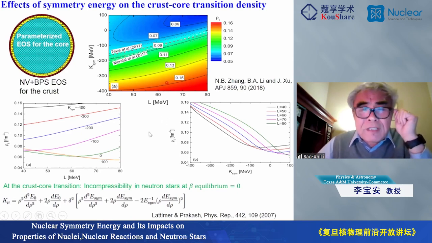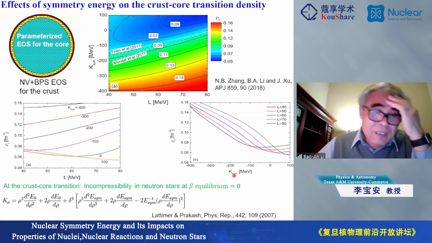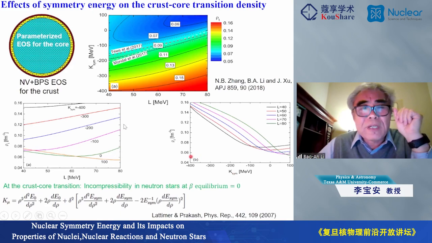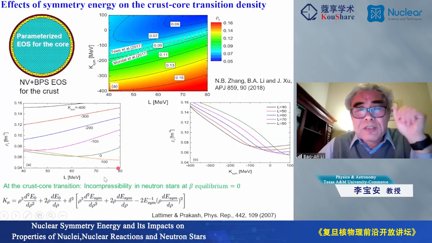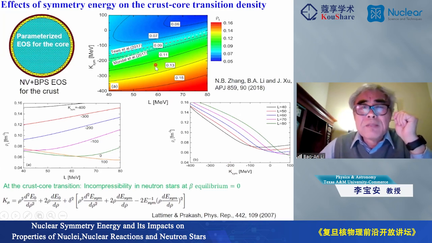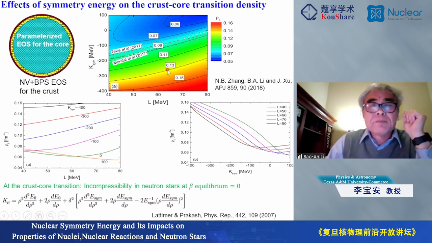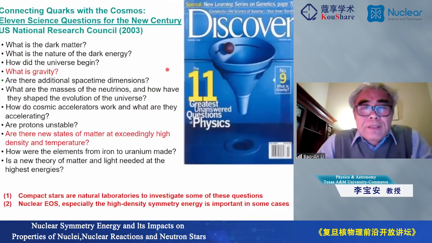So the point I want to emphasize is that the transition density is mostly determined by the curvature of symmetry energy. You have seen probably in some literature, people emphasizing that the transition density decreases with increasing slope. That's because they only use L to characterize the symmetry energy without telling you what the compressibility is. So if you look at both, you find that it is actually the curvature of symmetry energy determining mostly the transition density.